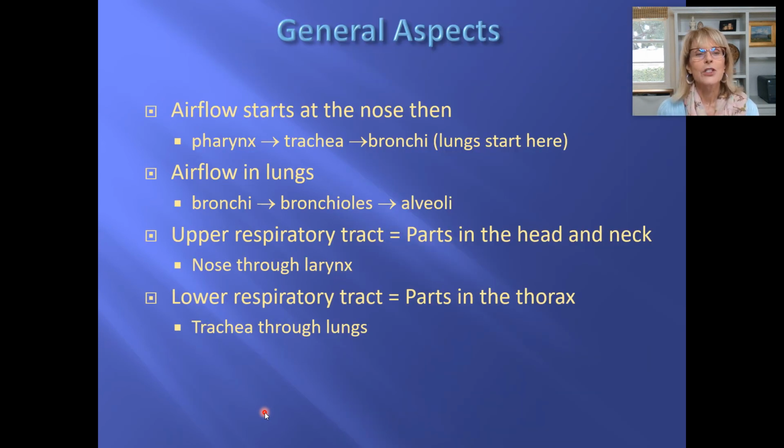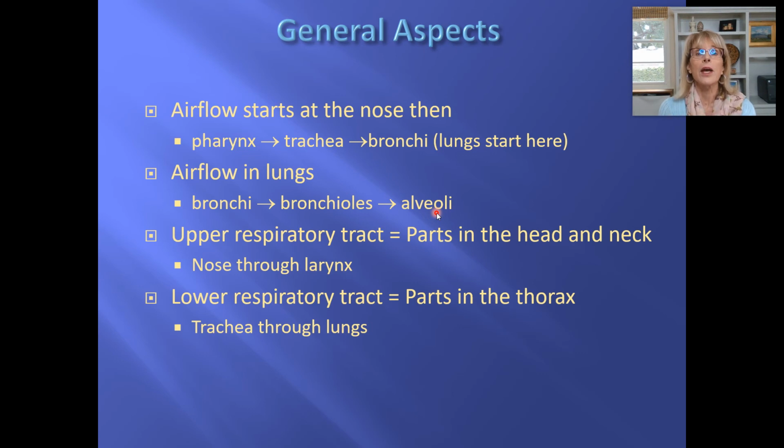All right. So in general, airflow starts at the nose, then it goes down the pharynx. There are three parts now: nasopharynx, oropharynx, laryngopharynx. Oops, I should have put larynx in there. Then through the larynx, then to the trachea, then to the bronchi, primary, secondary, tertiary. The lungs start at the bronchi. From the bronchi, it goes into bronchioles and ultimately into the alveoli.